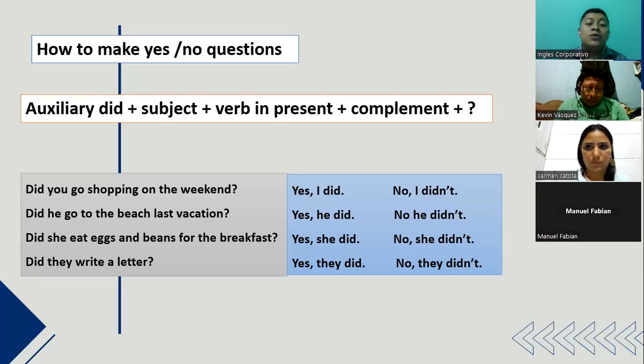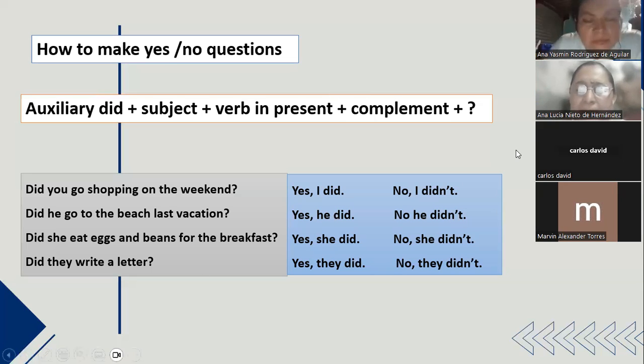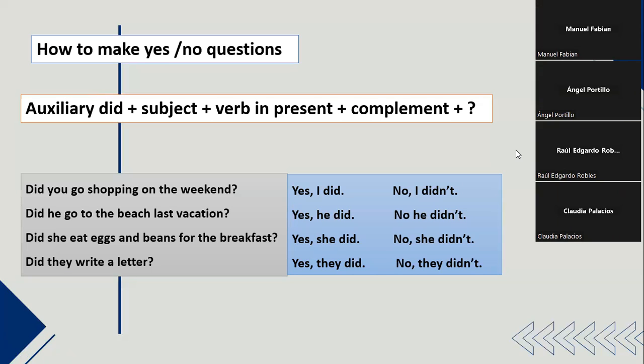And I have this question for you. Did you go shopping on the weekend? ¿Fue usted de compras el fin de semana? Then you have two options. Yes, I did. No, I didn't. Easy. Did you go shopping on the weekend, Kevin? No, I didn't. No, he didn't, teacher. Carmen, did you go shopping on the weekend? Yes, I did. Okay. Yes, Ana, I did. Carlos David, did you go shopping on the weekend? Yes, I did. No, I didn't. Creo que se activó su micrófono, pero no le escuchamos, Carlos. Well, let's go with the second one.